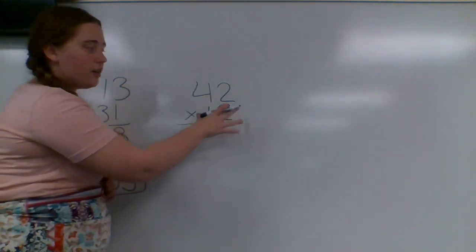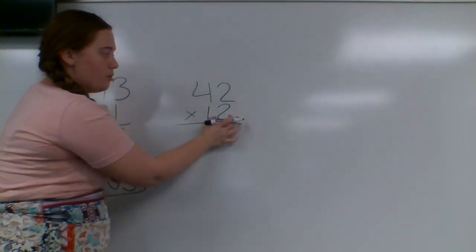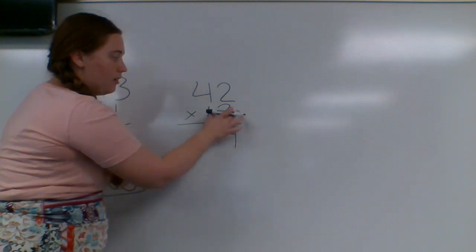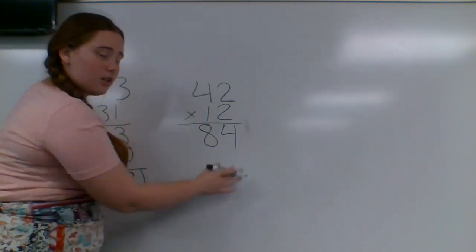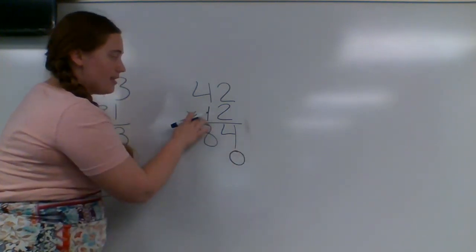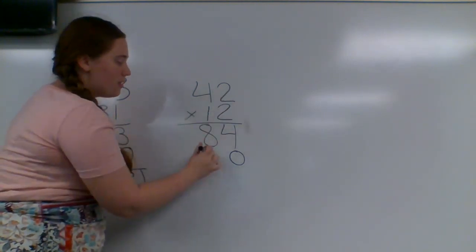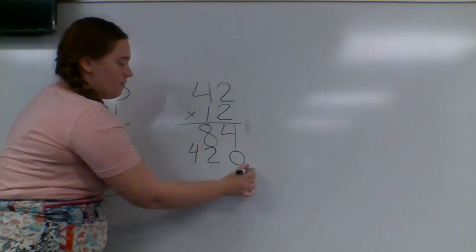And looking over here, we have 12 times 42. We're going to take this 2 times 42, so 2 times 2 is 4. 2 times 4 is 8. I'm going to put a 0 underneath this 4. And then we're going to take this 1 times this 42. So 1 times 2 is 2, and 1 times 4 is 4.